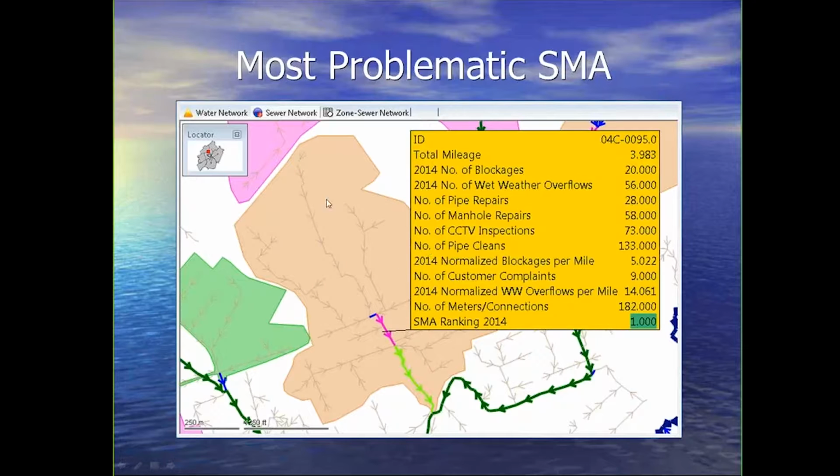And I've stripped out the incidents to make it clearer. So using a label in Infinet, I've got the mileage, the ID, number of blockages, number of wet weather overflows, and also included in here the number of pipe repairs, manhole repairs, CCTV inspections, pipe cleans we've done, normalized blockages, number of customer complaints, number of meters or connections, and then the ranking.